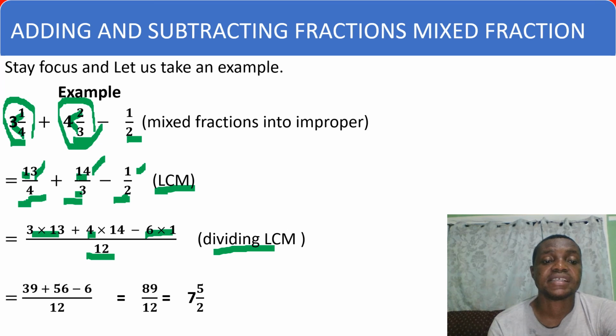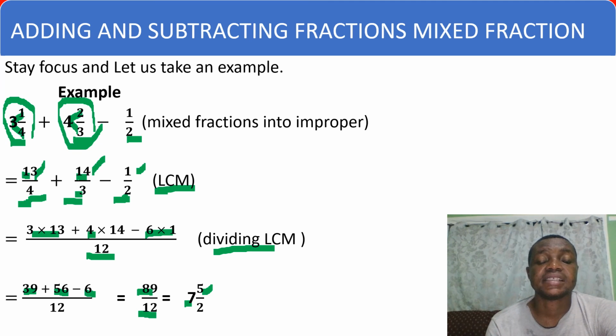Then we multiply. 13 times 3 is 39. 4 times 14 is 56. 1 times 6 is 6. So 39 plus 56 minus 6 will give us 89 over 12. If you further reduce it, we get 7 whole number 5 over 12. So that is how we add and subtract fractions with mixed fractions. A mixed fraction is a number with a whole and a fraction.